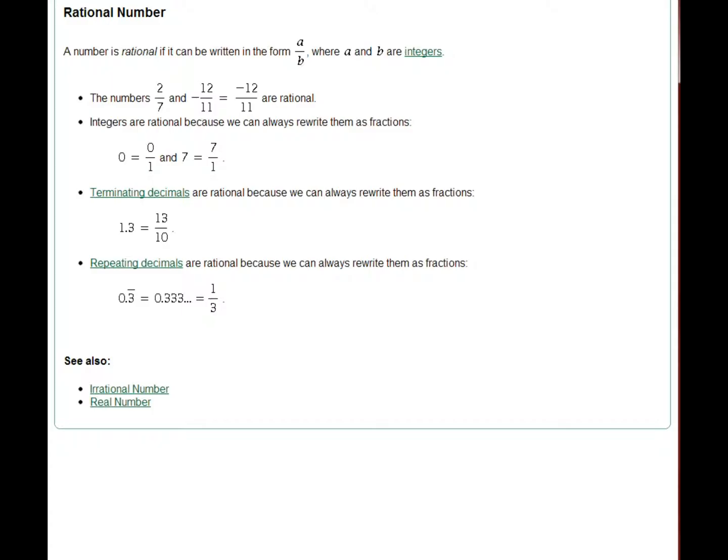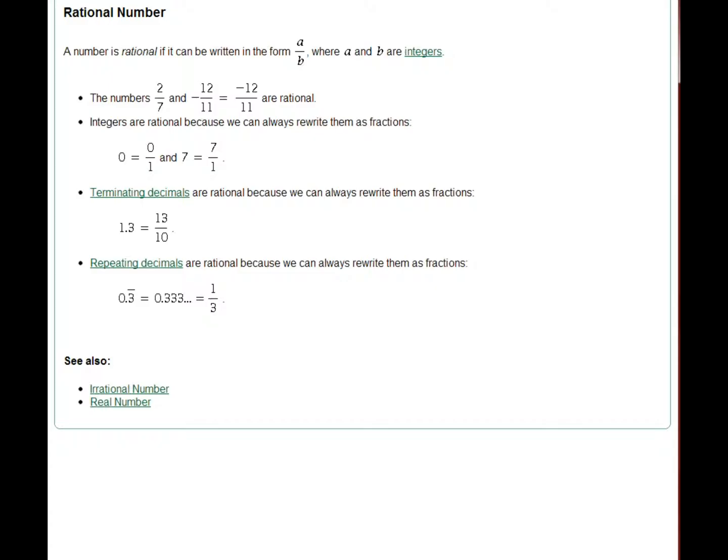But the other two that aren't so obvious is anything that has a terminating decimal. That means the decimal stops. So 1.3, there's nothing after the 3. That is also considered rational because you can rewrite it as 13 over 10. It's the same thing as 1.3. So anything that has a decimal that stops. It can be 5 decimal points, but if there's nothing after the 5th one, it's considered rational because you can write it as a fraction. So terminating decimals, because you can always rewrite them as a fraction.